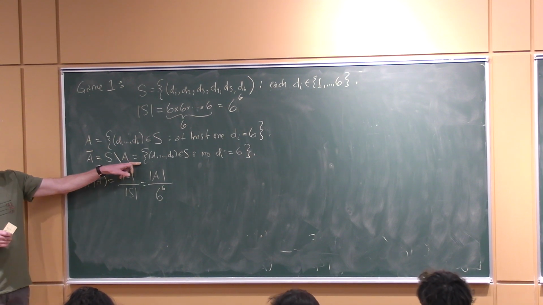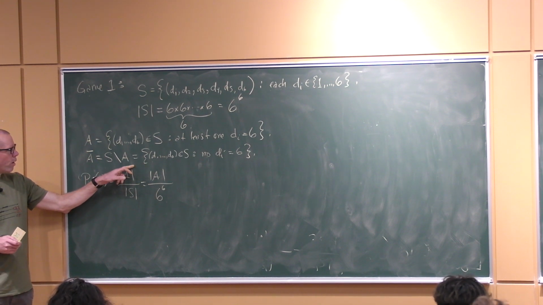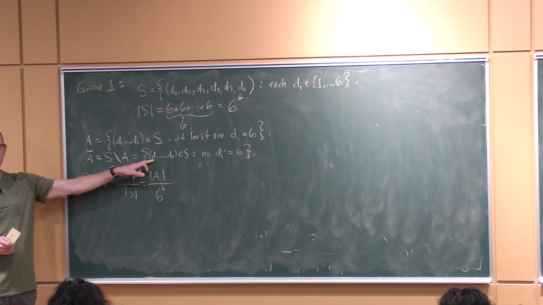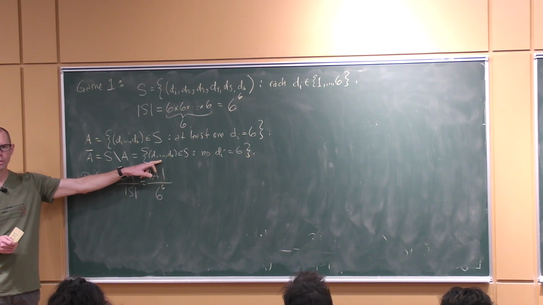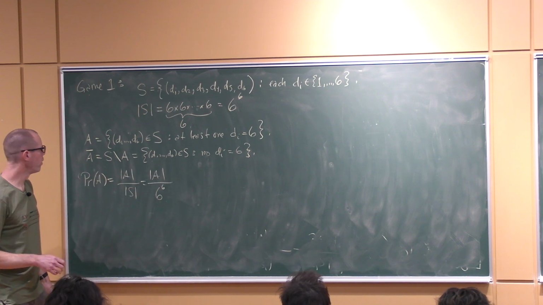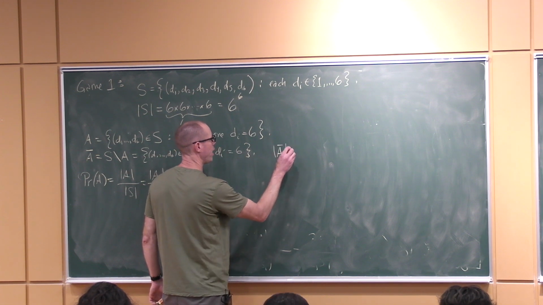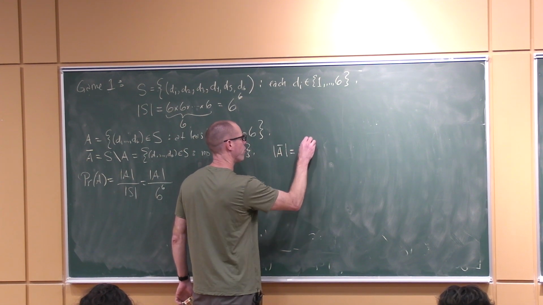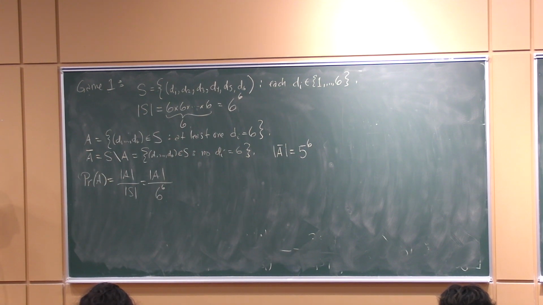Now this is a nice set. This is one that we can count quite easily just using the product rule, right? So if I have no 6's here, how many choices do I have for D1? 5. How many choices for D2? 5. I can't pick the 6. 1 through 5, 1 through 5, okay? So that says, just by the product rule, the size of A bar is 5 to the power 6. 6 times, I get to choose among 5 different options.